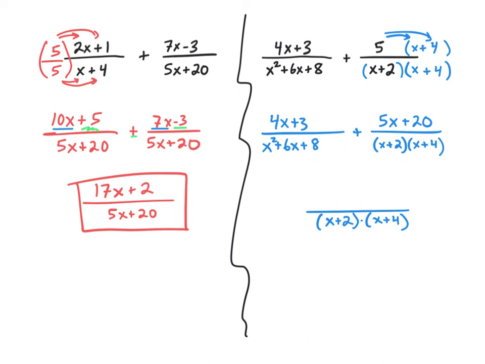And then on top, we are just going to combine like terms. I see a 4x and a 5x, and so that's 9x. And I see a 3 and a 20. That is 23 positive. Cool, there is our lesson on adding rational expressions.